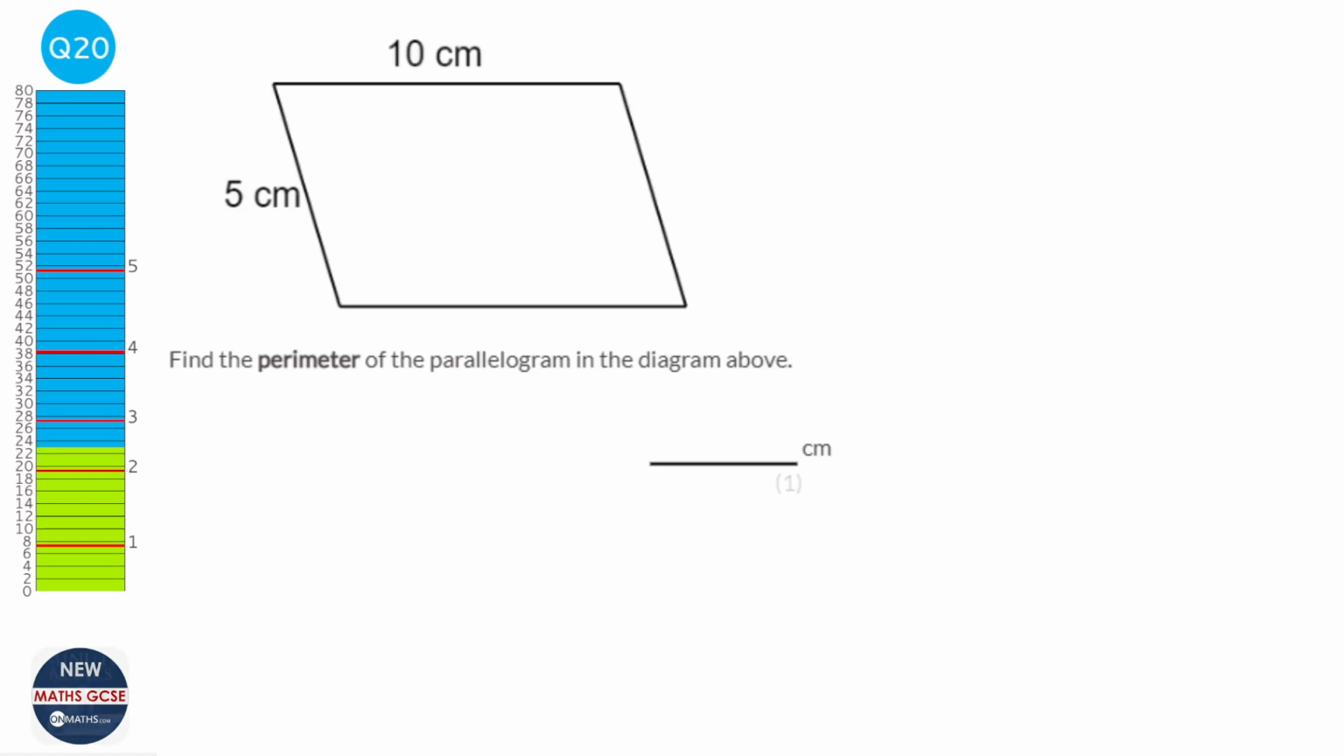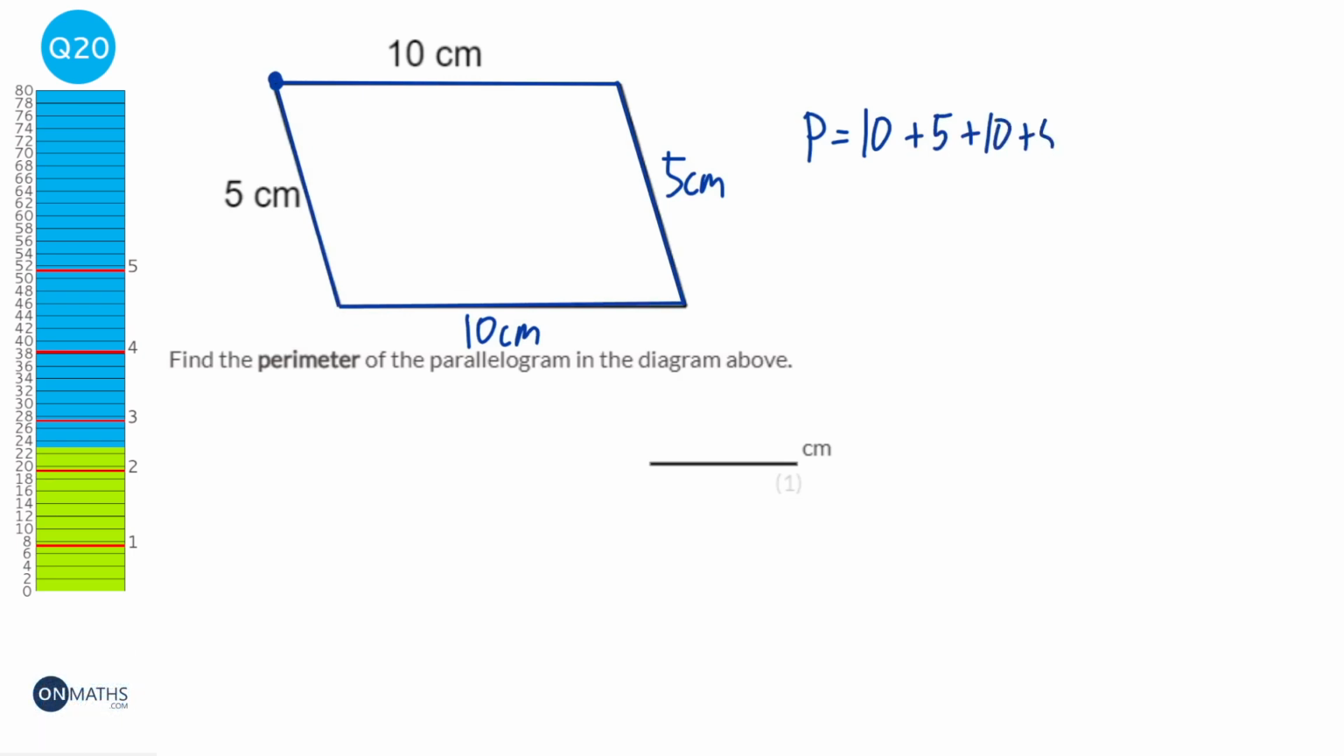One thing we need to know about a parallelogram is that the lengths that are opposite are equal. So this length here is going to be 5 centimeters, and the length at the bottom is going to be 10 centimeters. To work out the perimeter, all we need to do is add up the lengths. So I pick a point and I go around the shape. We're going to do 10 plus 5 plus 10 plus 5, and then when I return to the point where I started, I stop. And when you do that, you get the answer of 30.